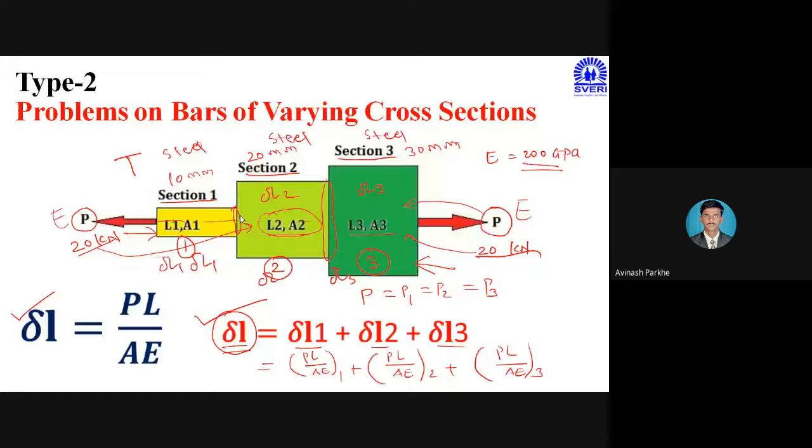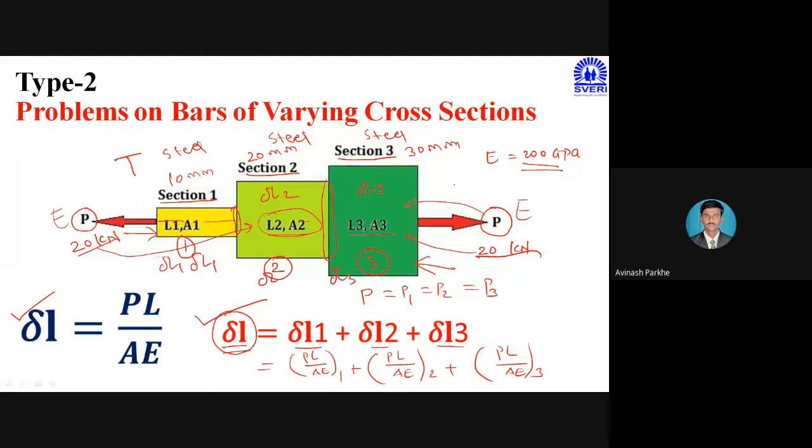In yesterday's lecture, we started the problems on type number 2. The name of that type is problems on bars of varying cross section. In the last lecture, we discussed how to solve problems based on bars of varying cross section and why this particular bar is called a bar of varying cross-sectional area. Whatever we discussed yesterday is in front of you in the form of slides.